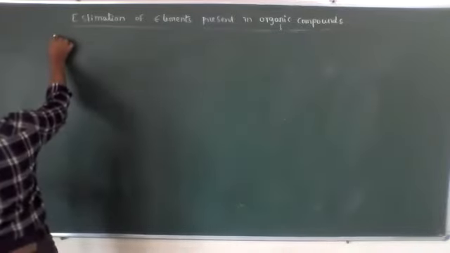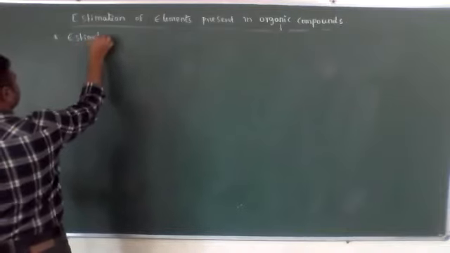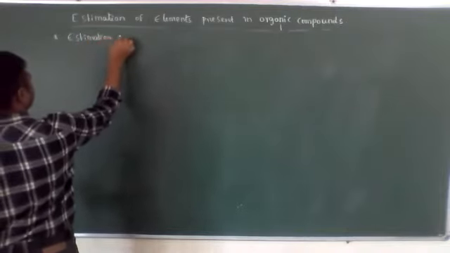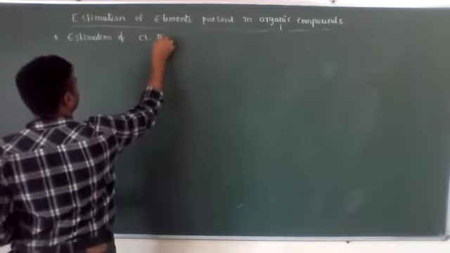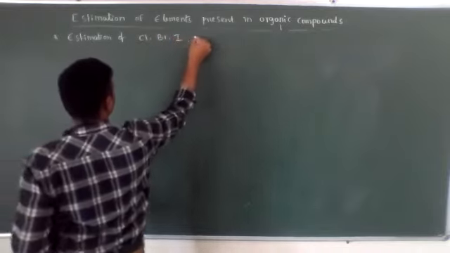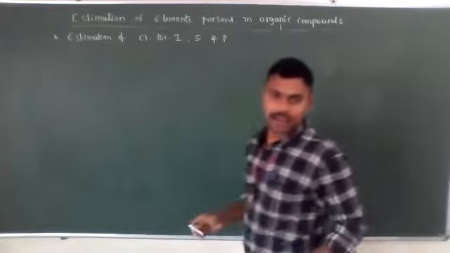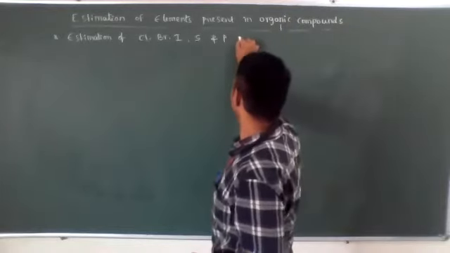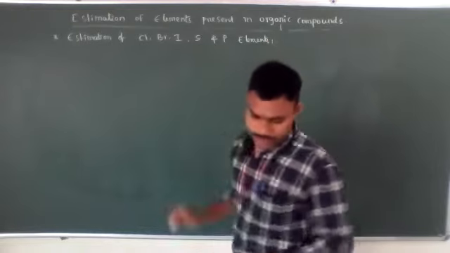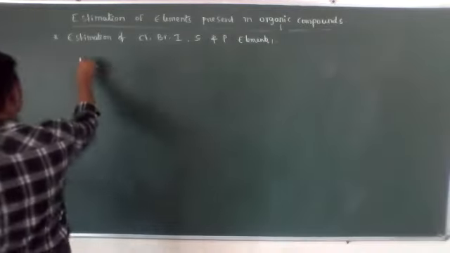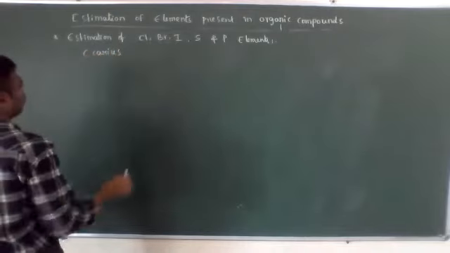The next one is estimation of chlorine, bromine, iodine, sulfur and phosphorus elements. That method name is Carius method.